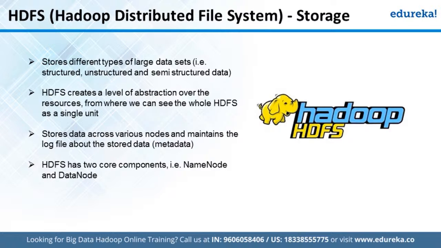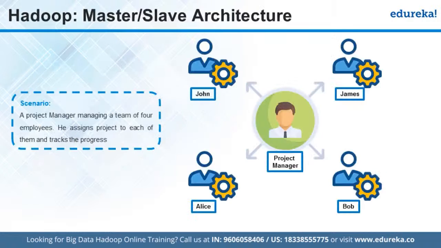So it maintains a metadata file through which we can come to know that this table or this data is present on which node. It has two core components, name node and data node. The name node and the data node are like a master-slave architecture. Assume there is a project manager, and there are John, James, Ellis, and another guy. All of these are teammates.